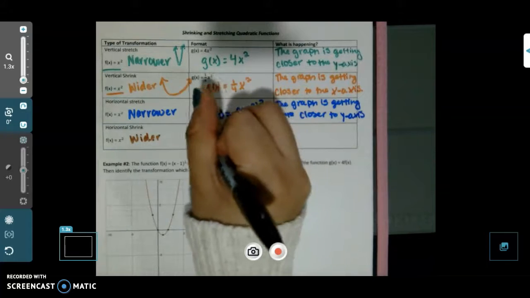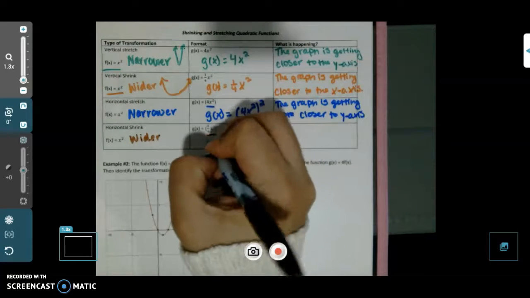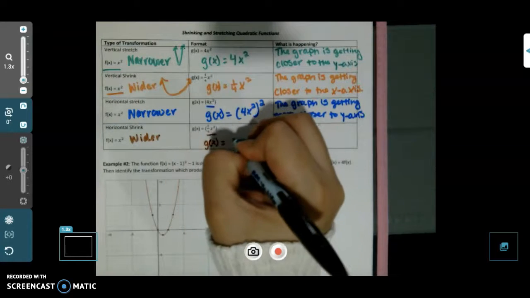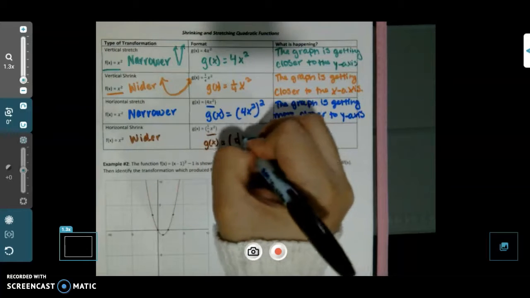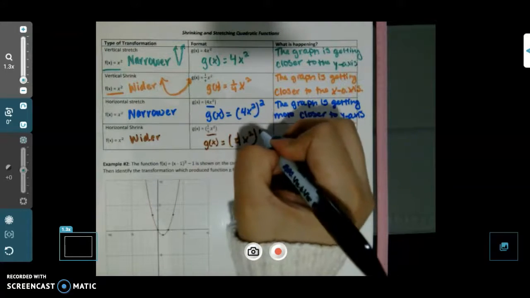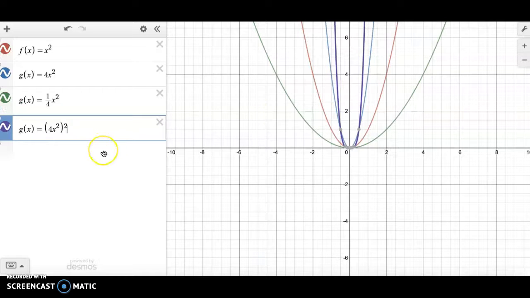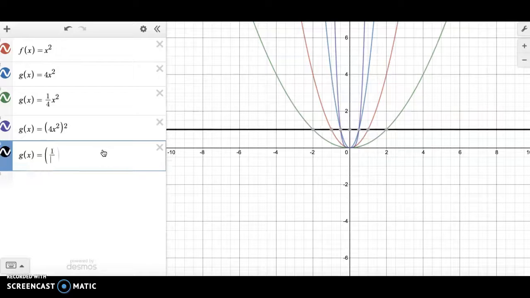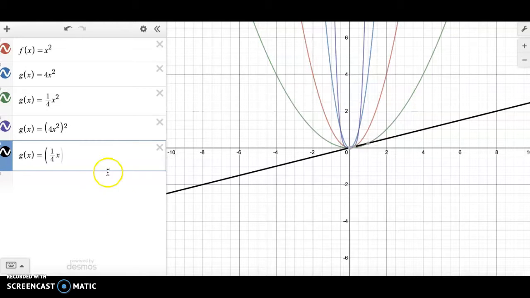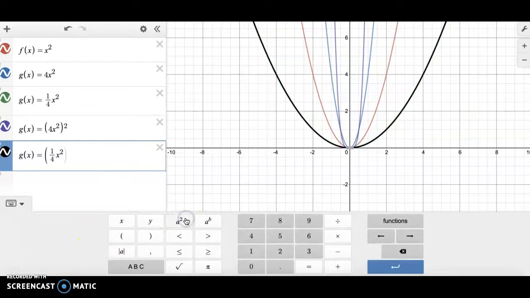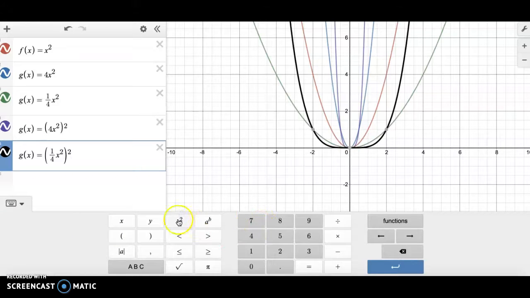And so this time, as you can see, it's in the parentheses. So it's going to be g of x equals parentheses 1/4 x squared parentheses to the power of 2. So again, I'm going to hop onto Desmos so we can look at that. I'm keeping all these graphs so you can see that whole picture. So g of x equals parentheses 1/4 x squared parentheses to the power of 2. So all of it to the power of 2.